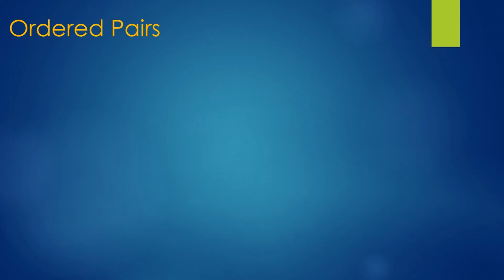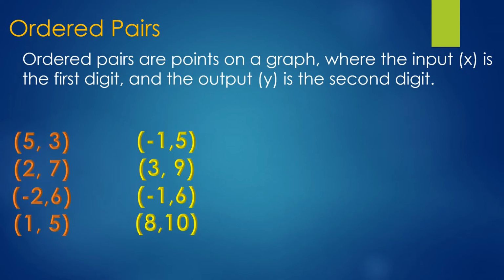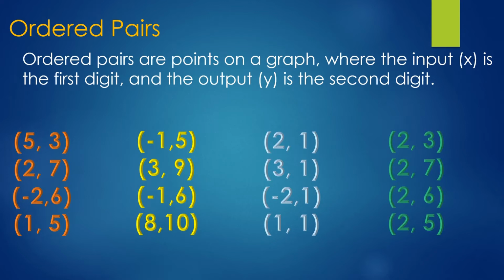Now it's time to look at some ordered pairs. With ordered pairs, they're basically like points on a graph, where x is the first digit and y is the second digit. And they look like this. So if we look at the first set, which is the orange set, we have (5, 3), (2, 7), (-2, 6), and (1, 5). Remember that the first digit is the x and the second digit is the y. So since each x or input gives us exactly one y or output, this is a function.